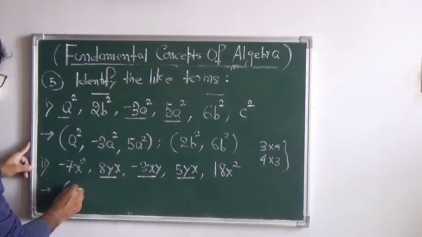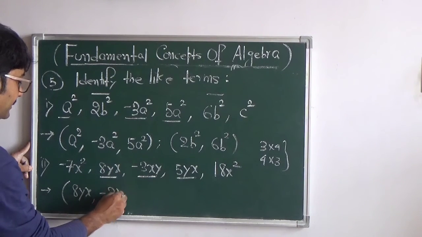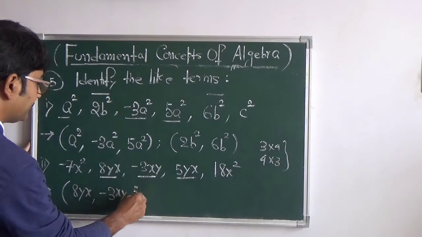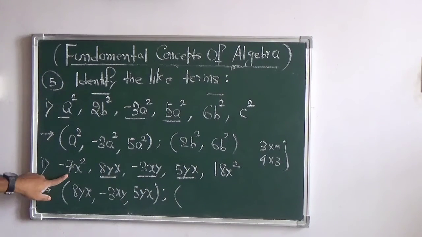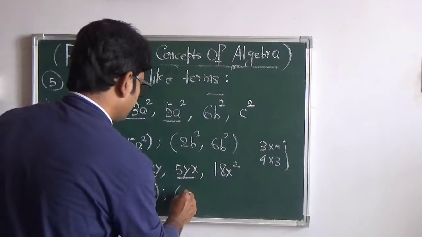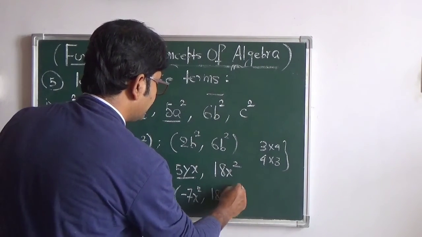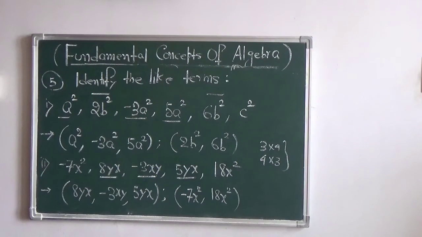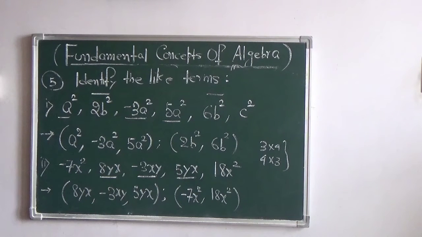Here it is 8yx, then minus 3xy, and then 5yx. These are the like terms, and we have minus 7x square and 18x square. These two are also like terms. So this is about finding or identifying the like terms. This will be very helpful in the next part of the discussion, where you will have to add or subtract the algebraic expressions.